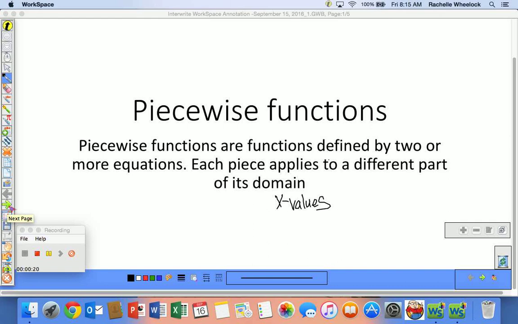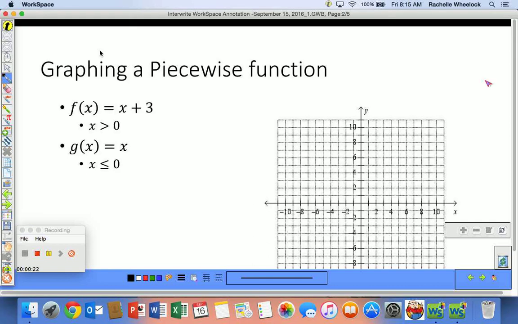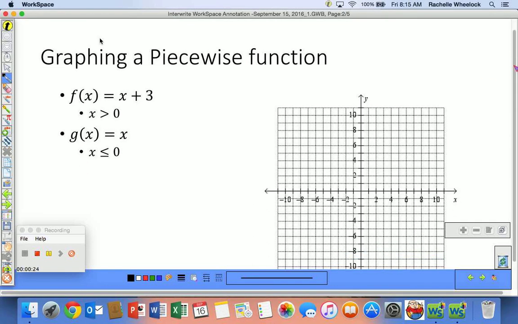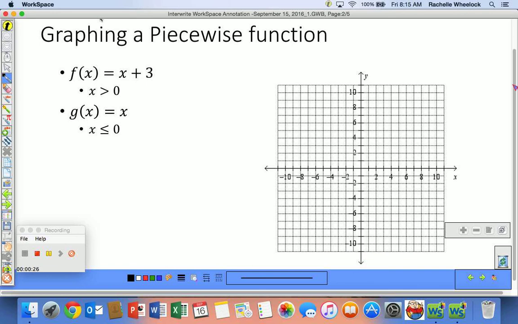So we're going to graph this function. This is not proper piecewise function notation yet, but this is what a piecewise function is. You're taking two functions, putting them on the same graph, but only using a specific set of x values, which is the specific domain.